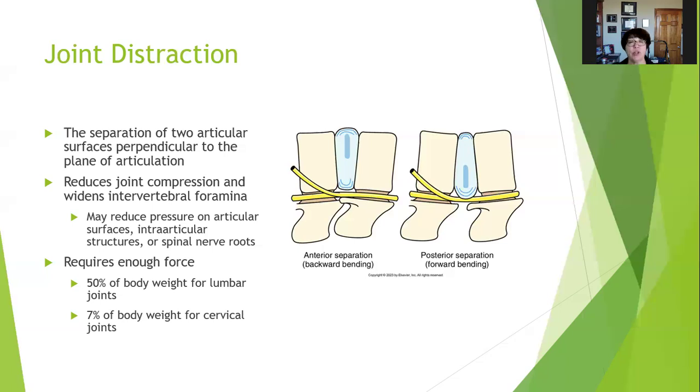It requires enough force to distract the joint. So ordinarily 50% of body weight for lumbar joints and 7% of body weight for cervical joints. So a lot of times you do have to calculate these numbers. And it's not that hard to do. Some of the newer traction units, like the ones that are in the lab, calculate it for you. You enter in the body weight and you enter in the percentage that you want, and it calculates it for you. But you might run across one in the clinic that doesn't, and that's okay because you can do it yourself.